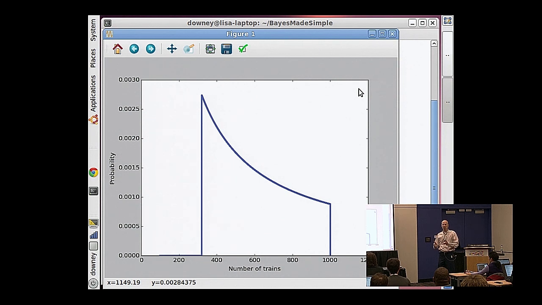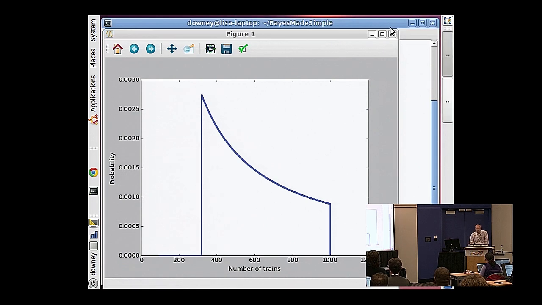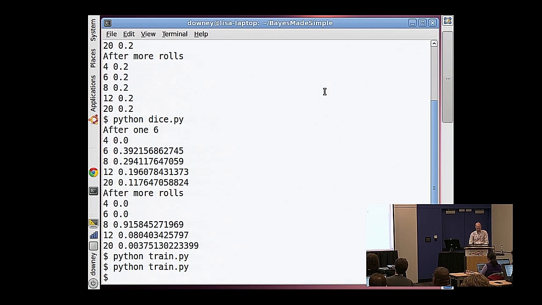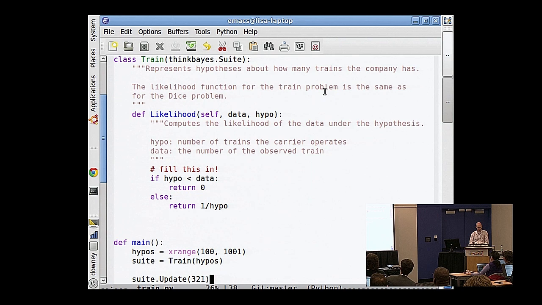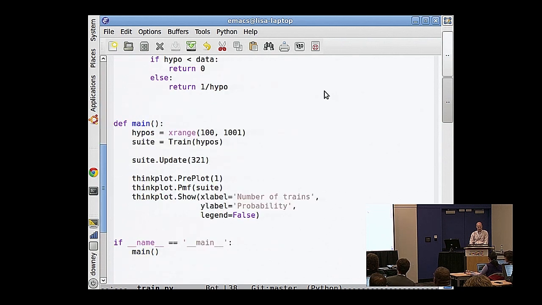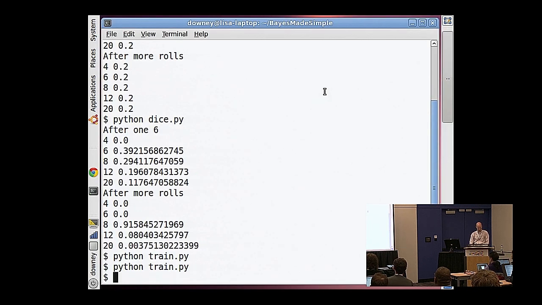Math would work the same. Yeah, we can do it. So the question on the table is, if my lower bound is still 100, but instead of seeing train number 321, I see train 50. Let's run that again.